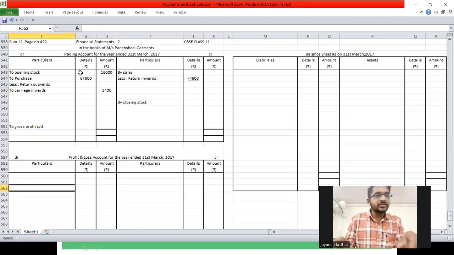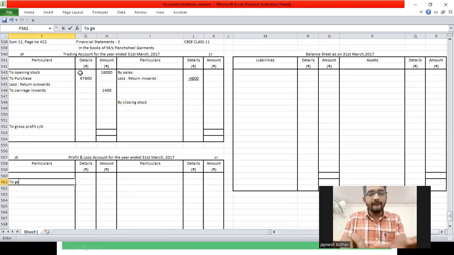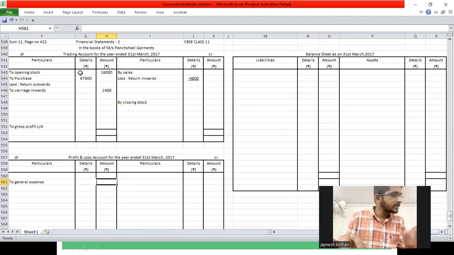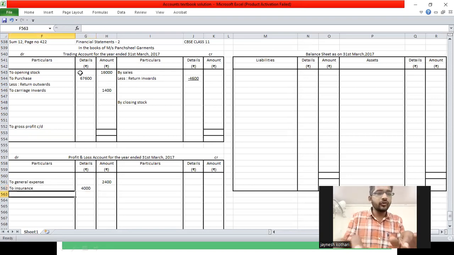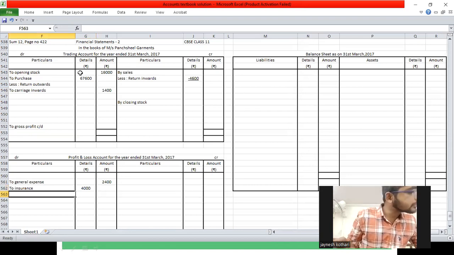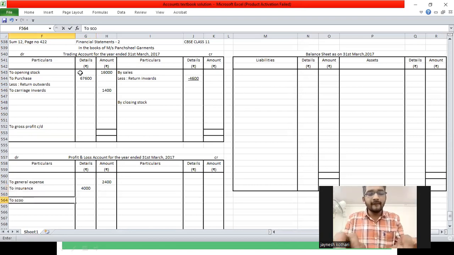General expense will go to profit and loss account. So to general expense 2,400. Next after that, insurance 4,000 rupees to insurance, and we have adjustment over here. For insurance students, we have adjustment 4,000. Scooter expenses to scooter expenses.